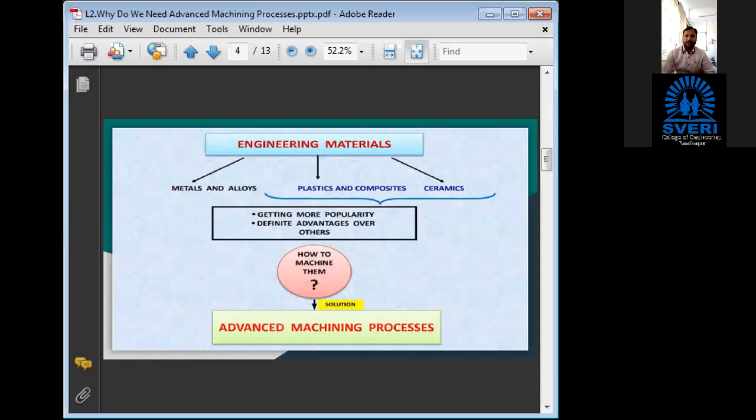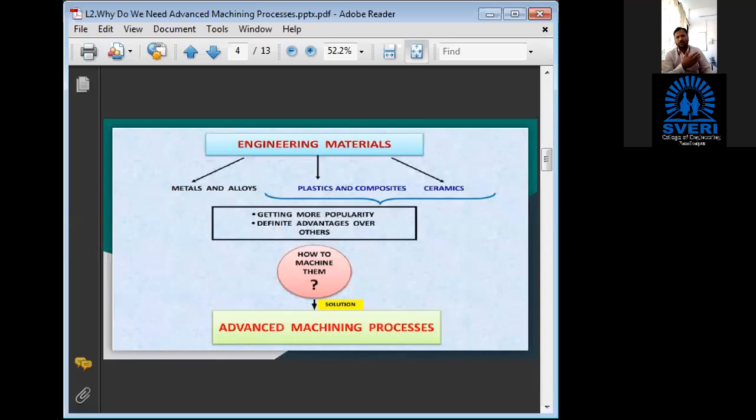Once again, I am repeating that you should know which are the conventional machine processes. For example, turning, milling, grinding, shaping, and so on. All of these belong to the conventional or traditional machine processes. We all know these. Now we'll start with the answer to our question of why we need non-conventional machining.